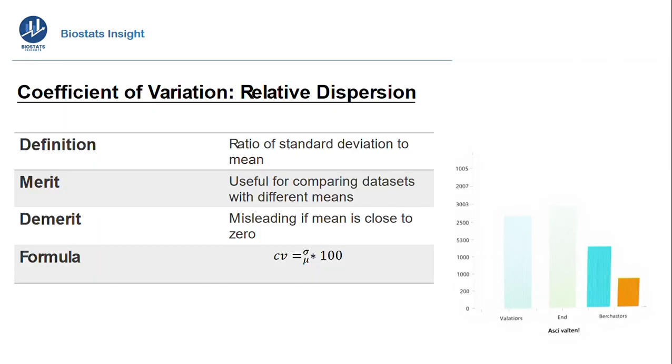Coefficient of variation is a very important topic, as most analysis problems can be solved with the help of the coefficient of variation. It is the ratio of standard deviation to the mean. The merit is that it is useful when we want to compare data sets with different means. Demerit: it is misleading if the mean is close to 0. The formula is CV equals sigma by mu into 100. It provides the information as a percentage.